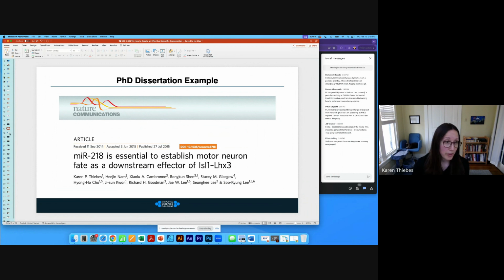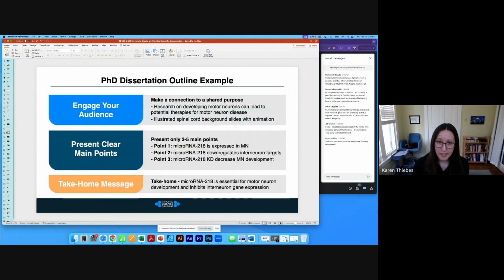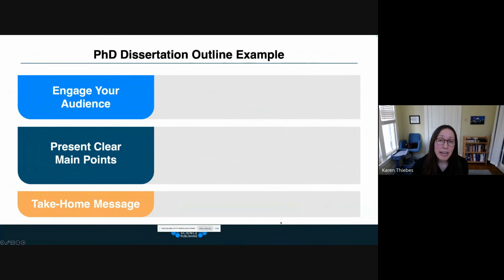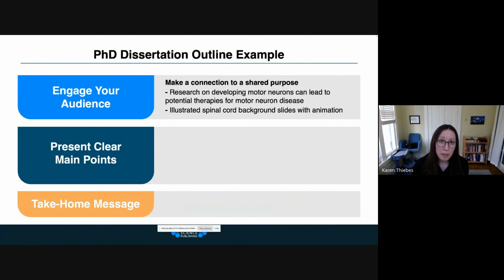Okay, so for this next set, if I'm making my own dissertation outline example, I'm going to make a connection to a shared purpose, and I'm going to make a slide that shows that my research can lead to potential therapies, and I'm going to use illustrations to improve their understanding.